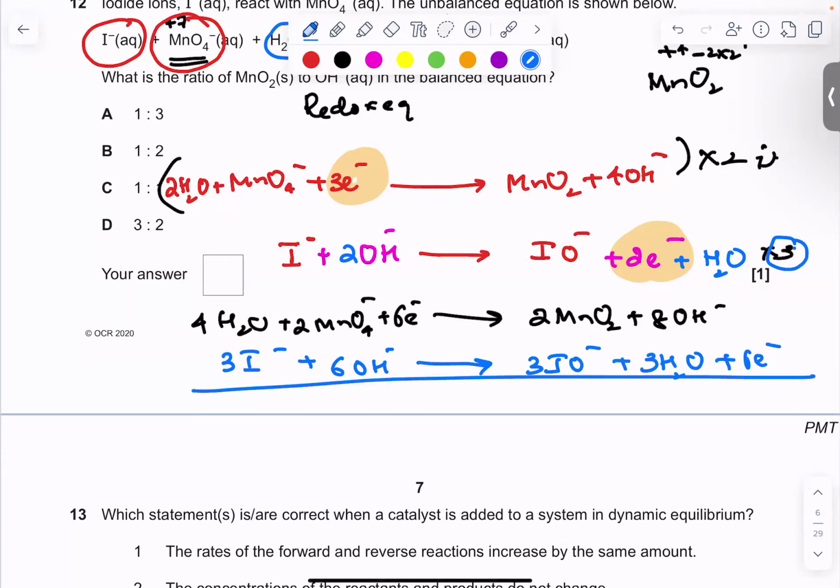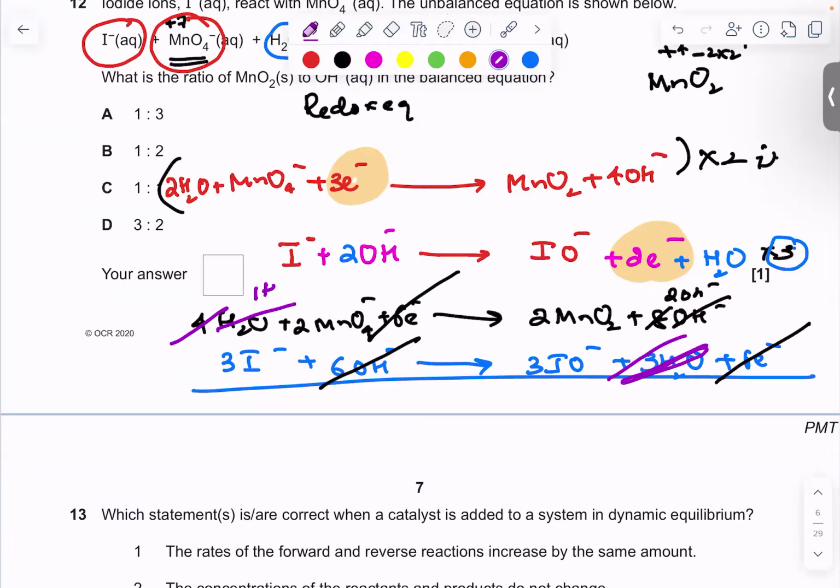So the 6 electrons would be cancelled by 6 electrons, and then 6 OH negative would be cancelled by 8. That would leave 2 OH negative. Now, the next thing is the 3 water molecules will be cancelled by this, and we will be left with 1 water molecule. All right, is it clear? Yeah.